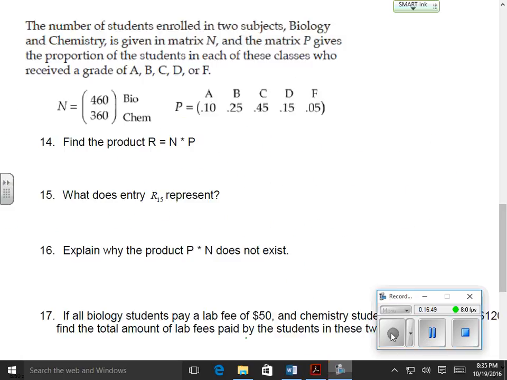Here we have an application problem for matrices. Find the product, in other words, matrix R is going to be equal to matrix N times matrix P. Let's make sure this is compatible. This is a 2 by 1. This is a 1 by 5. So they are compatible. The answer is going to be a 2 by 5 matrix. So how do we do this?